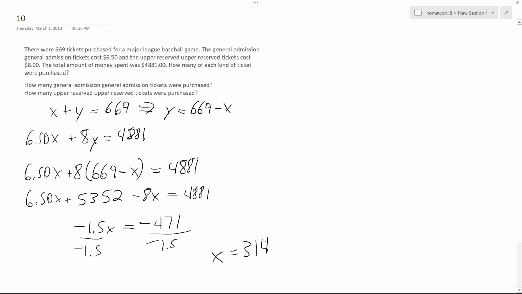So that means 314 general admission. So 669 minus 314 is $355. So this is general, and this is upper. We do 355 times 8 plus 314 times 650, which gets us $4,881. All right, that's it.